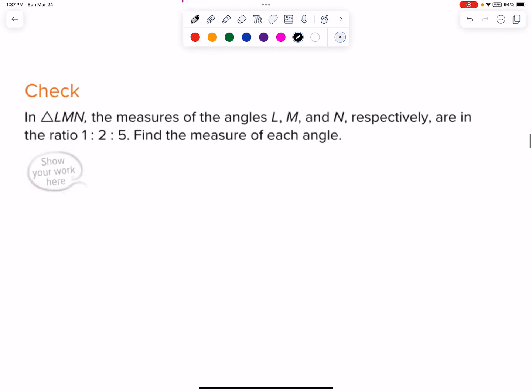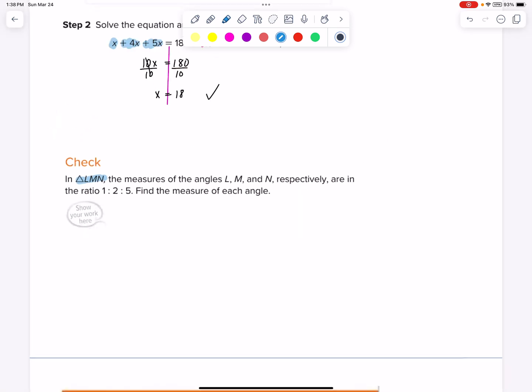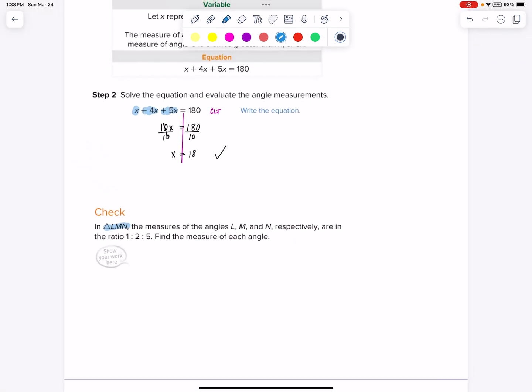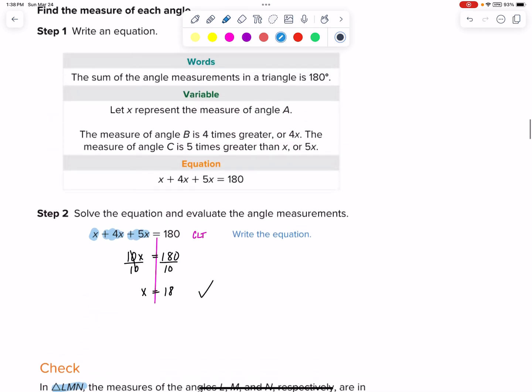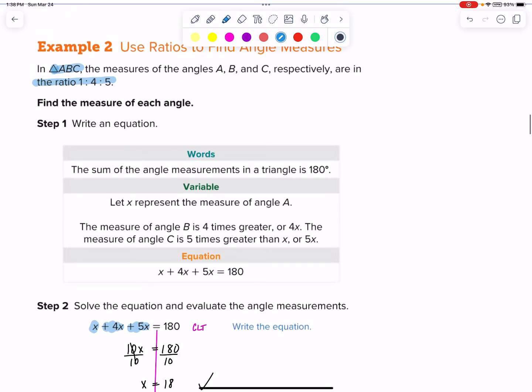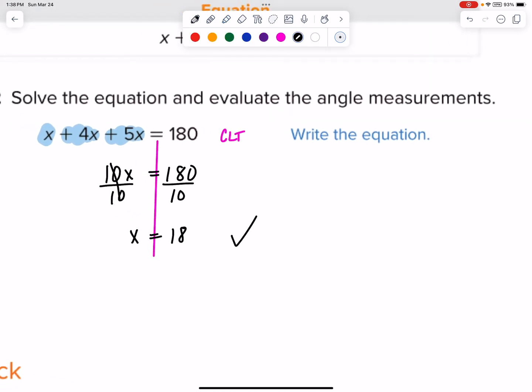All right, let's go ahead and try this. They're telling you that triangle LMN is in the ratio of 1 to 2 to 5 regarding its angles. So find the measure of each angle. Okay, all right. And actually, that makes me think up here. What were they asking us here? Find the measure of each angle. So we actually have to go back up here to answer that question.